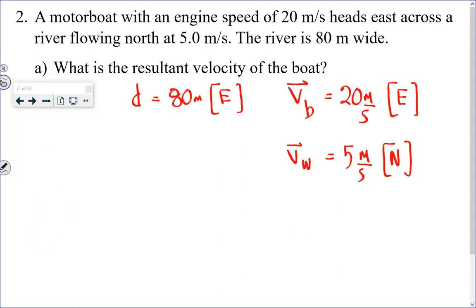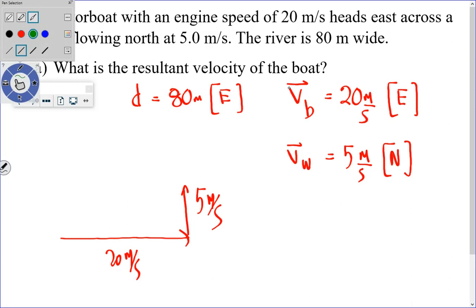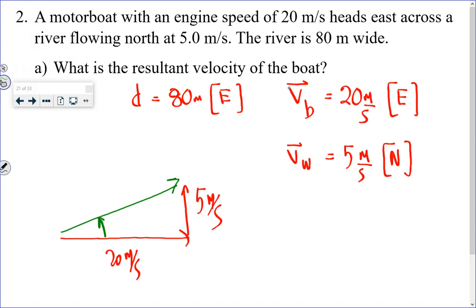Well, that's pretty easy. We have to add these two vectors together, and we add them together by drawing them tip to tail. So I can draw 20 meters per second east, followed by 5 meters per second north. And we're back, everybody, to that really basic calculation that you've seen so often over the past few days. We want to find the hypotenuse of that and the angle. This will be the resultant velocity.